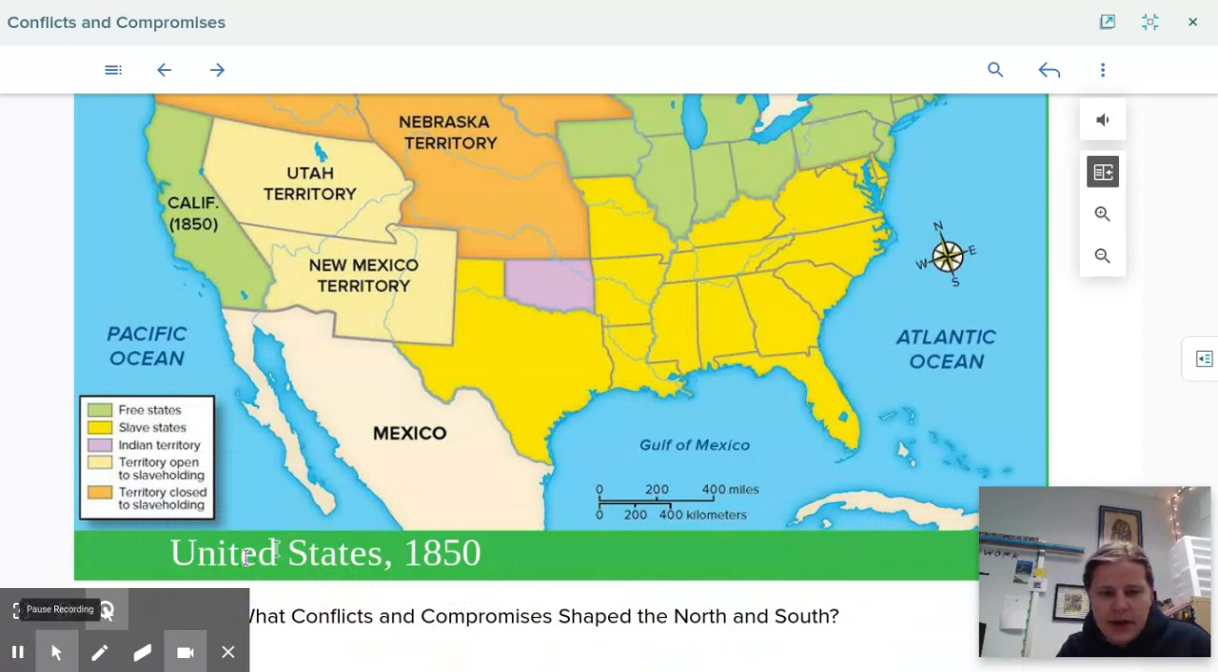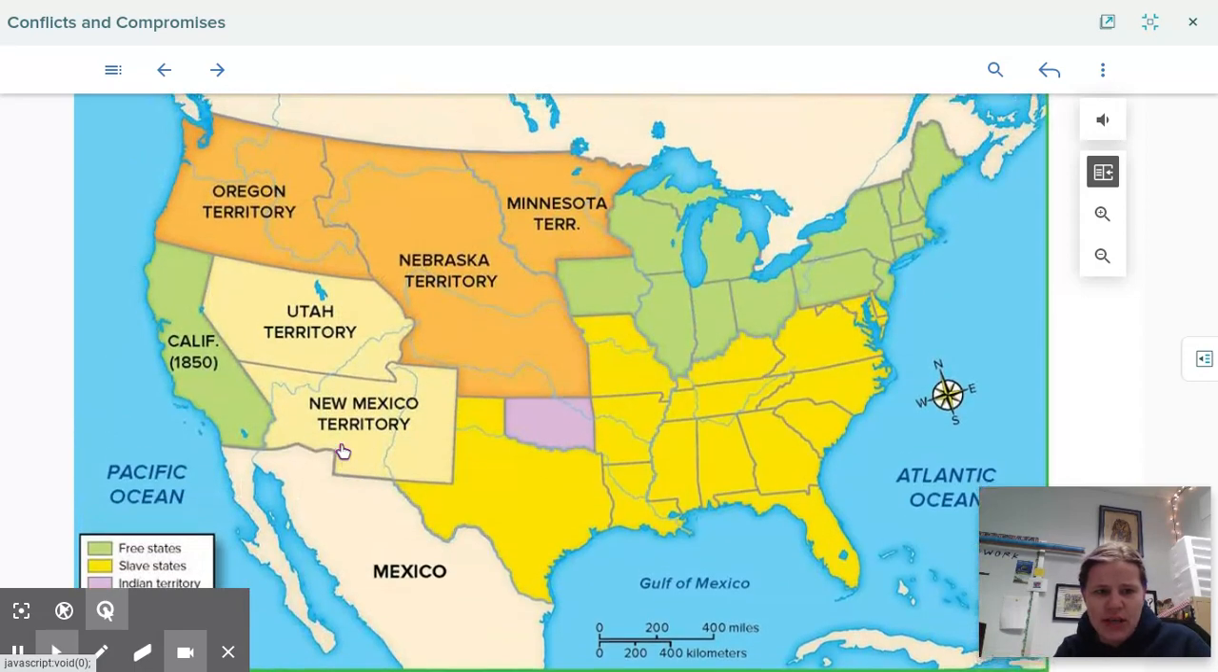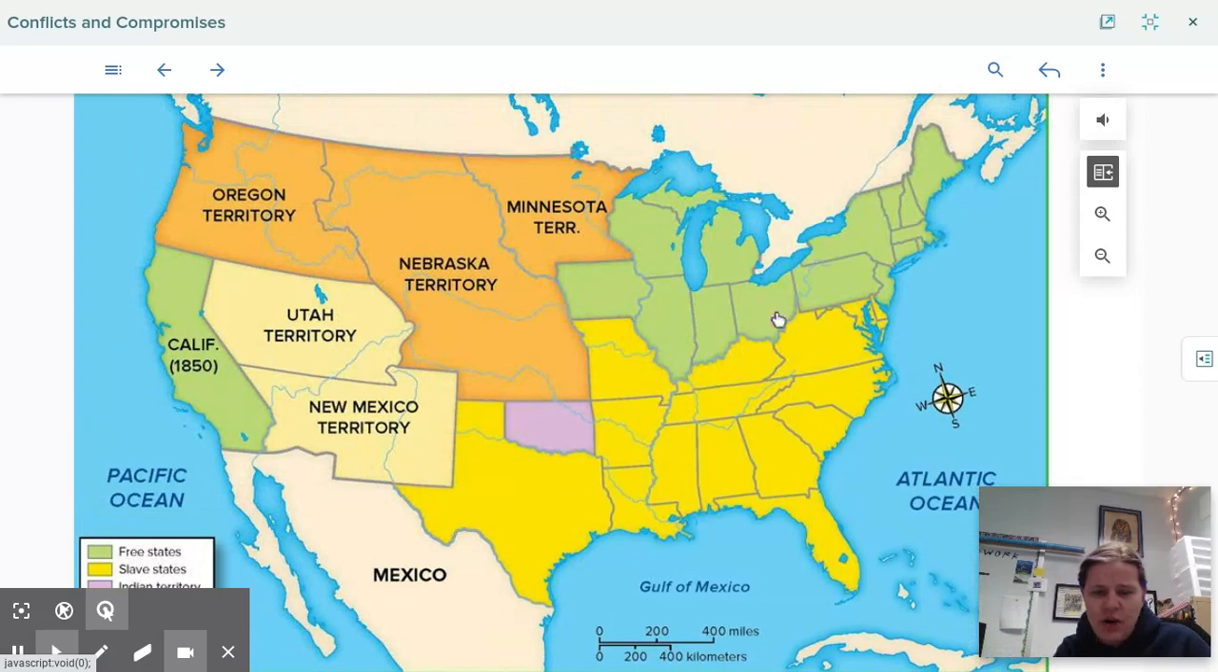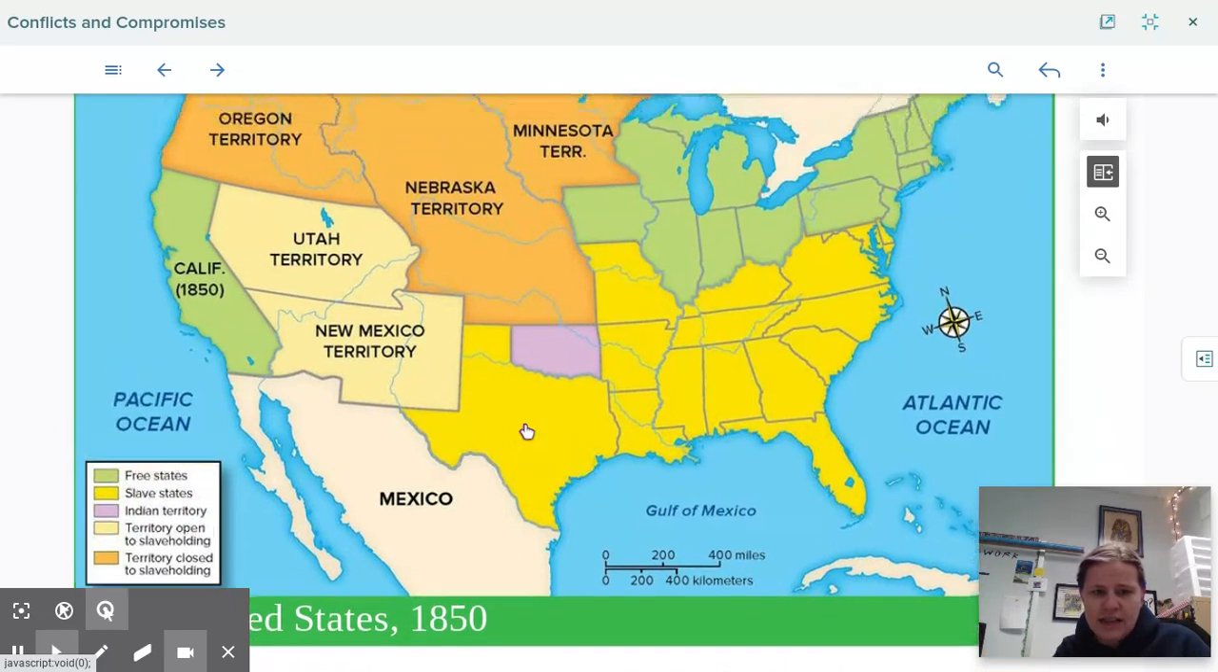All right, so I want to just take a quick look at the map here that says United States 1850. So in 1850, this is what our map key would have shown. In the green, we have the free states. So you can see California over here, and then all of the northern states here. So that would be our free states. In the orangish yellow, we have the slave states.